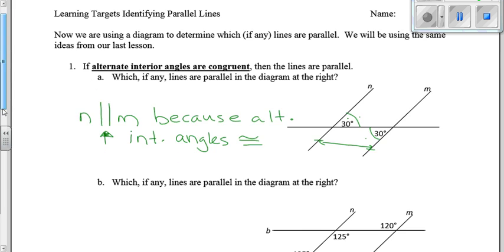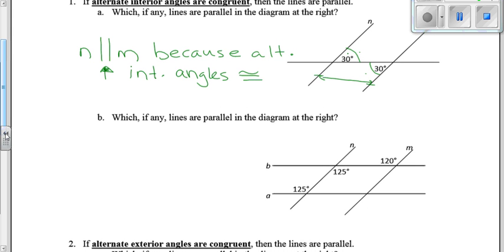So let's take a look. Letter B says, which, if any, lines are parallel in the diagram at the right? As of right now, we are given three angle measures, and we want to say, do any of these angle measures indicate that there are indeed parallel lines? Well, we see these two right here. They are congruent, so that is good. And we see that they are on opposite sides of this transversal, and they're sandwiched in between two lines right here. So that tells us that they are indeed alternate interior angles. So take a minute and think, what lines can we decide are parallel? If you decided line A and B are parallel, you are correct. We can say A is parallel to B, once again because alternate interior angles are congruent.